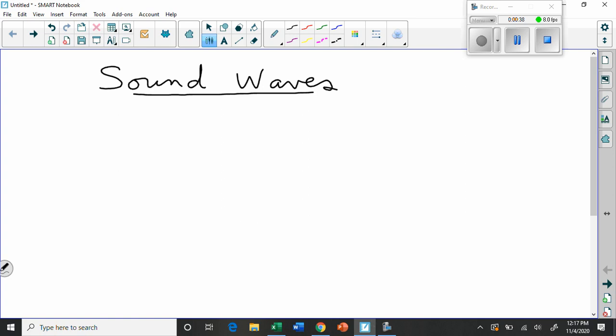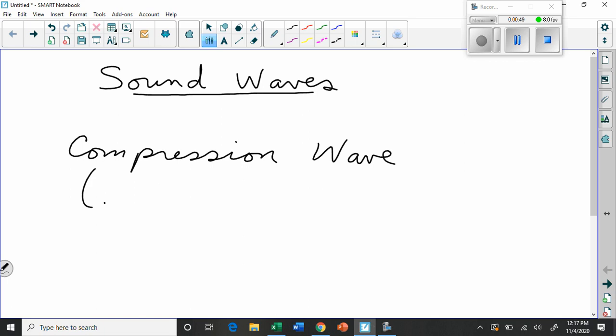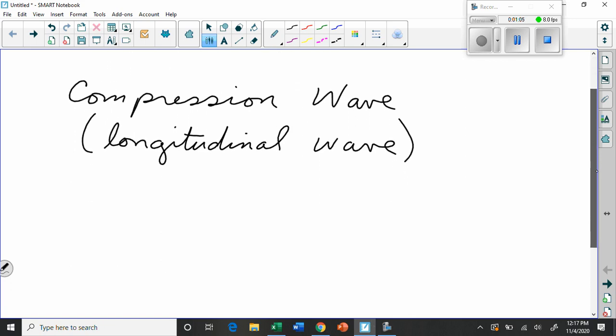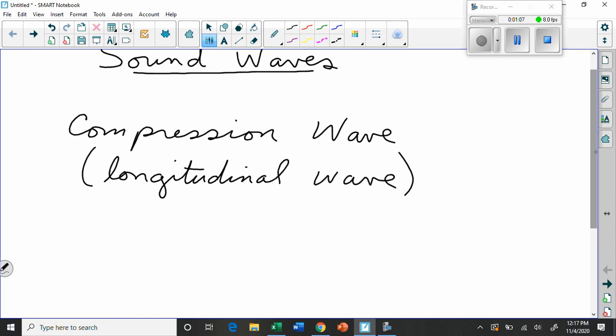So let's begin by expressing sound as a compression wave, because that's what sound typically is. It's a compression wave, which is another word for, remember, a longitudinal wave. But a longitudinal wave and a transverse wave are really the same mathematical thing. Although they look a little different to us, mathematically we use the same kind of things to describe them. So it's not any real difference to worry about.